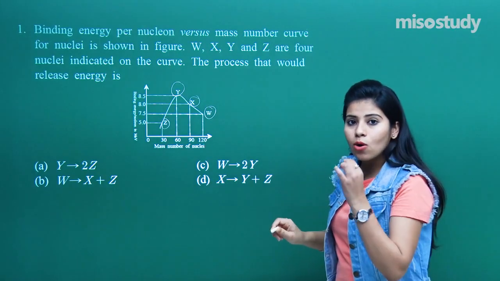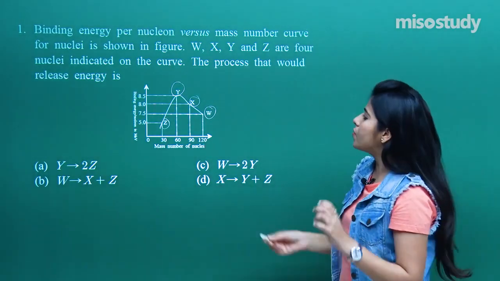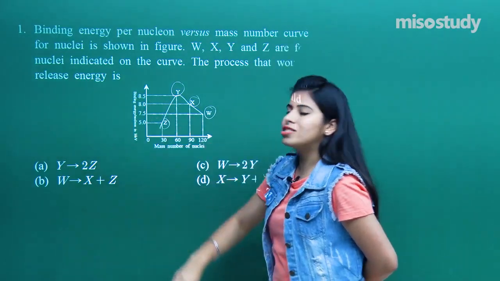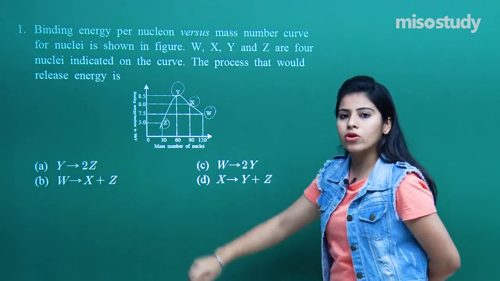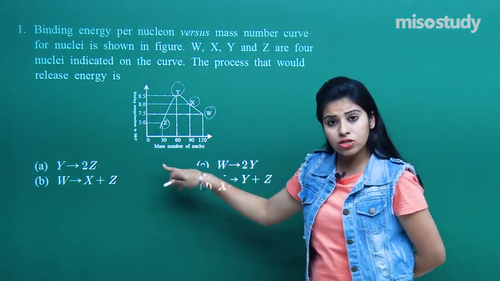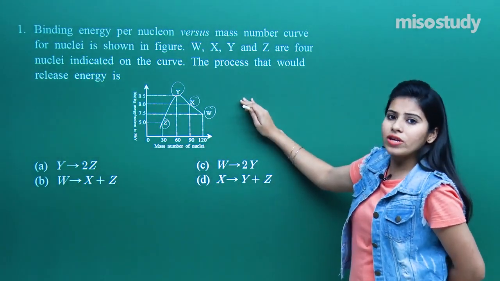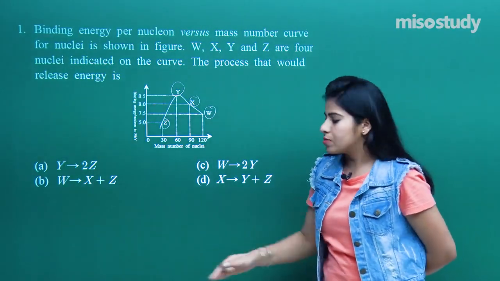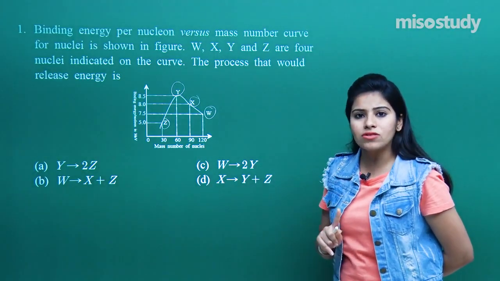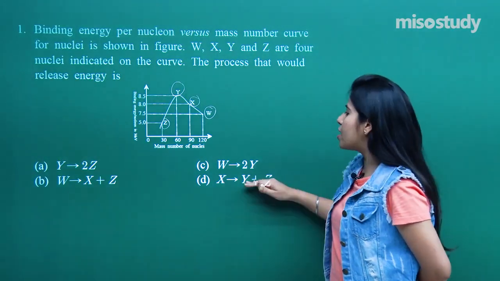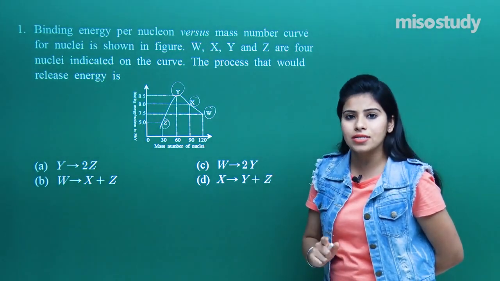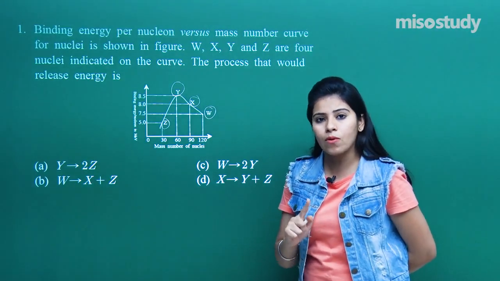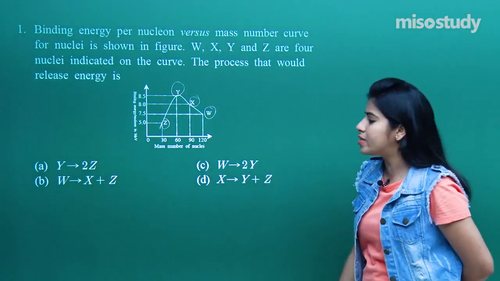Also, what you have to observe in this graph is that the mass number corresponds to the binding energy per nucleon. This is your binding energy per nucleon, this is your mass number. Let us see what they are asking. The process that would release energy is which one? We have to choose any one correct answer. From 1 to 3 you are going to see only one-option-correct type questions.